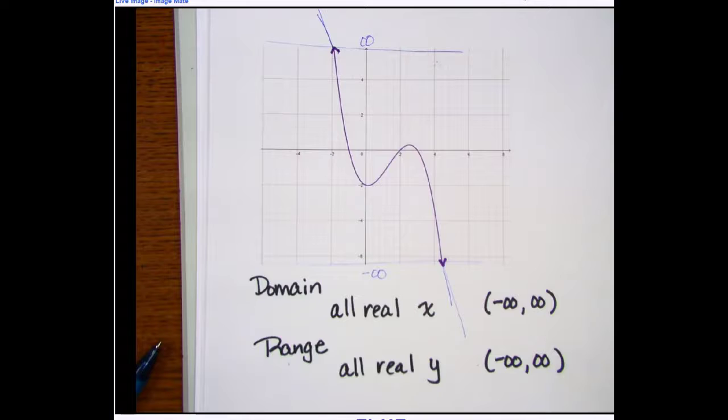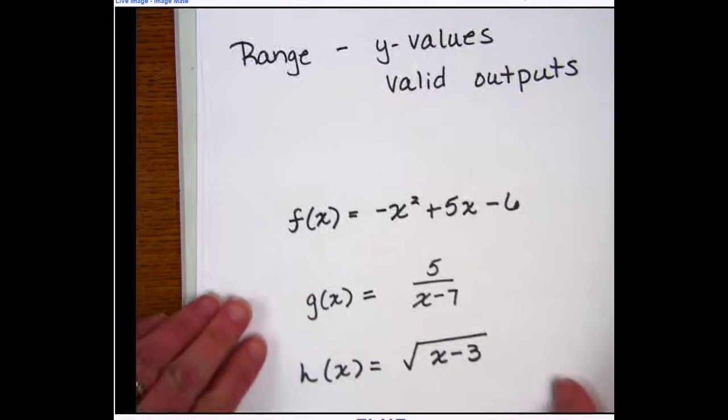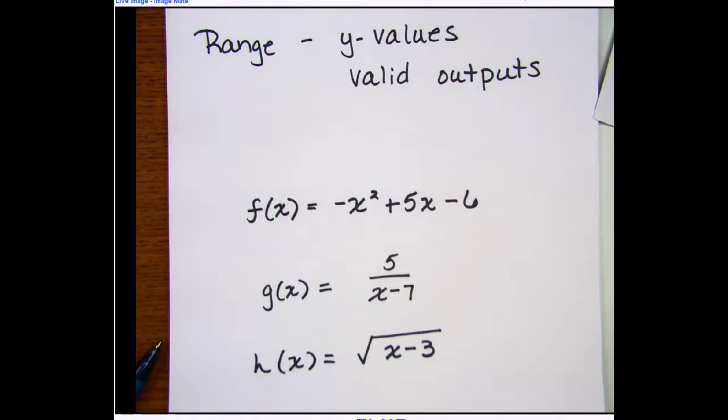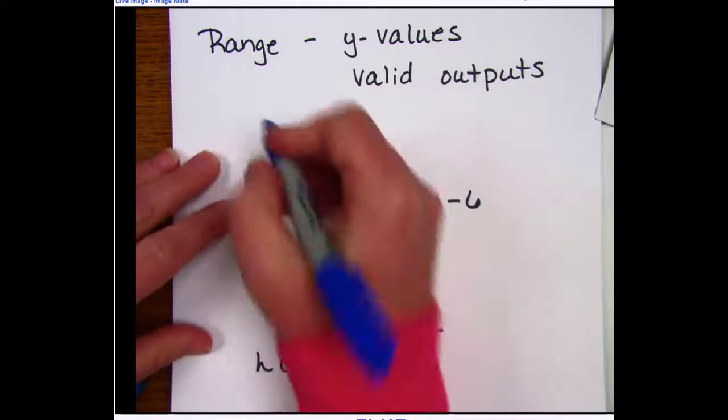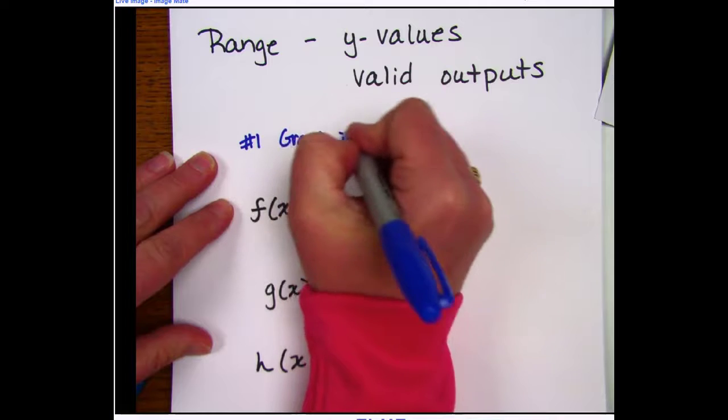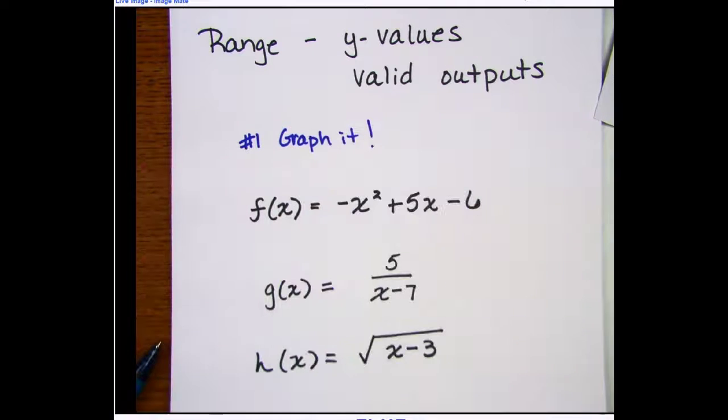All right, now on the graphs it's kind of easy to see, but what if we give you the formulas and not the graphs? So I have 3 examples here. Option number 1, and it's always a good option, especially in today's age, is to graph it, just like we've done, and look for the domain and range.